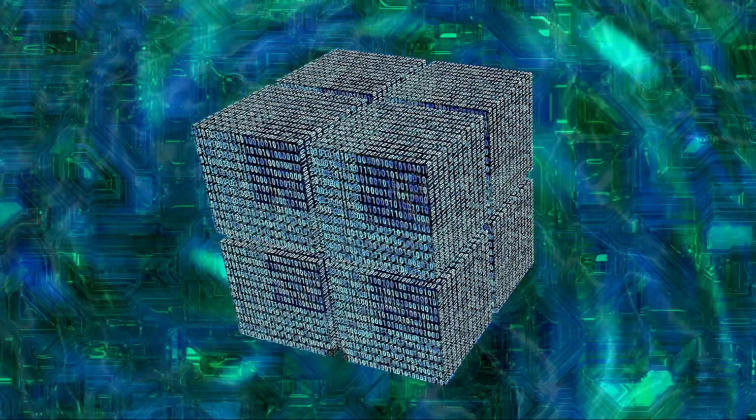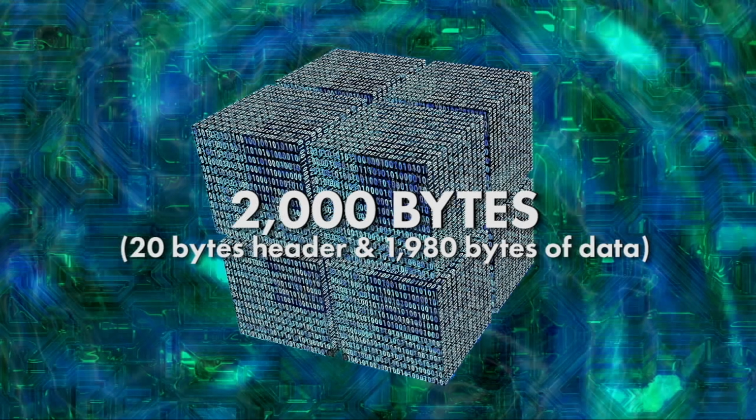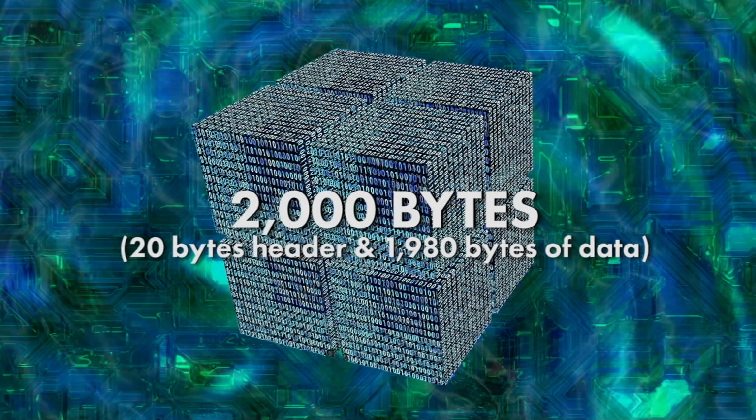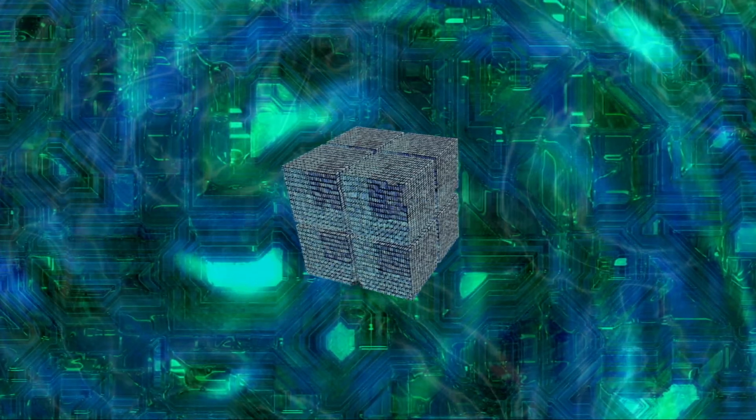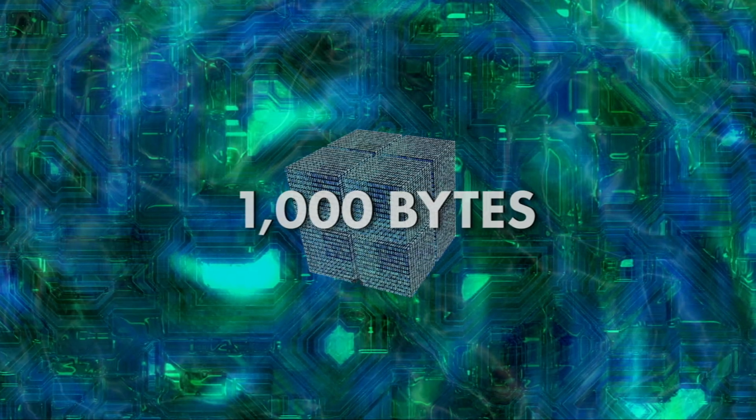Let's say I'm sending out an IP packet that's 2,000 bytes long, 20 bytes of header plus 1,980 bytes of data, but my router can only handle 1,000 byte long packets. When I try to send the packet, my router drops it and sends me an ICMP message telling me that the packet was too big.